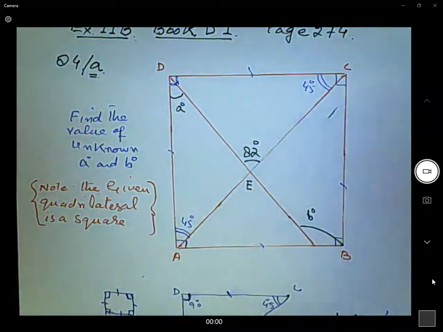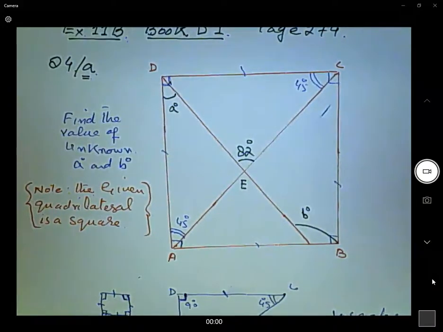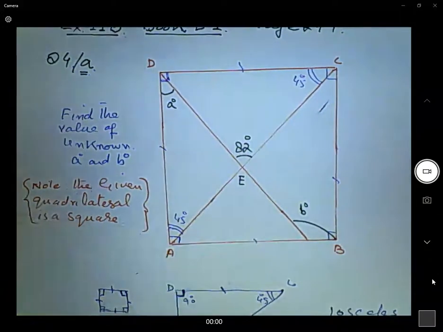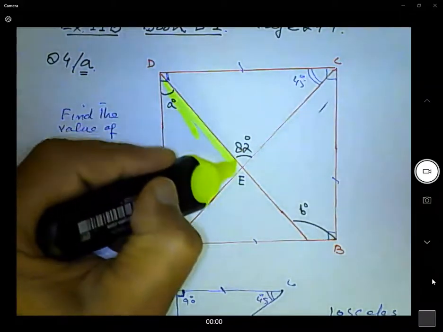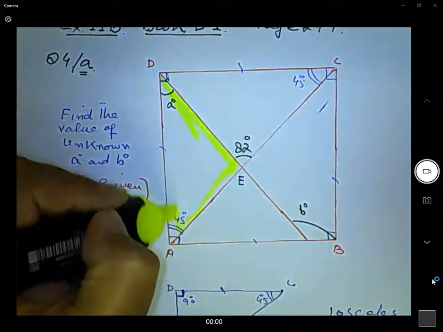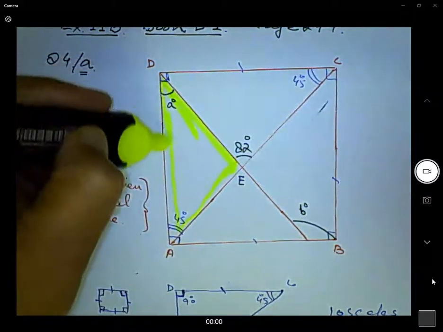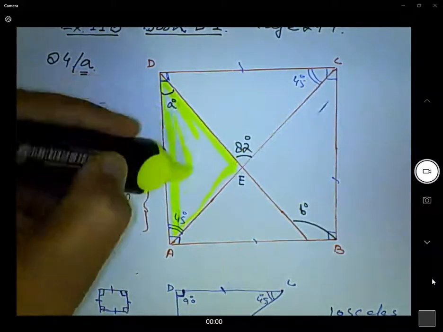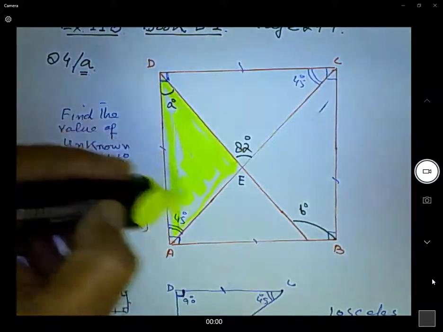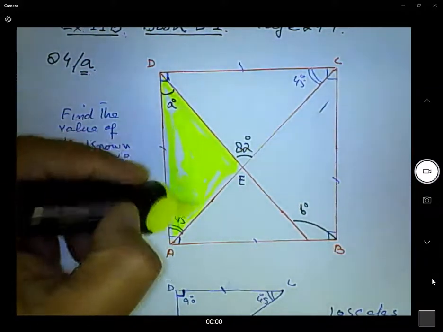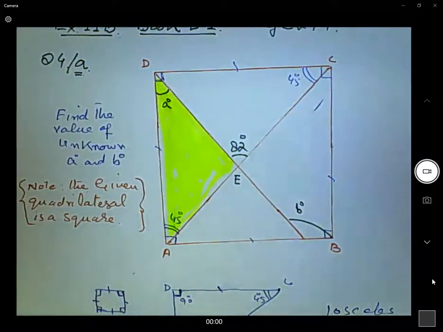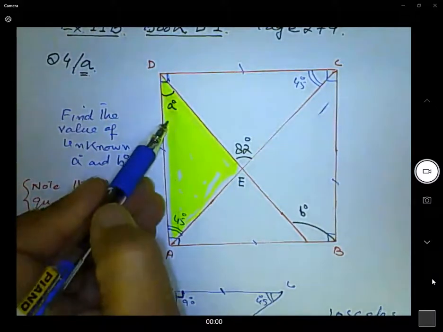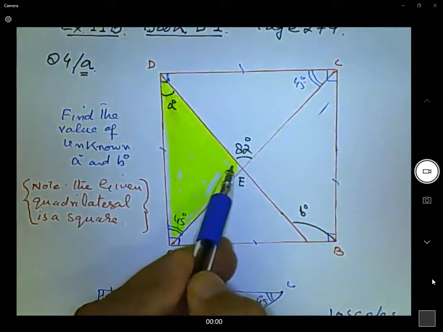Now concentrate on the next triangle. If you concentrate here, my son, look here, I am shading this one. Concentrate on this triangle. Here one angle is 45, the other is unknown, and then what will be that angle?